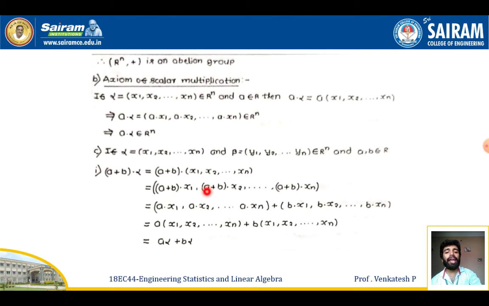Since it is a scalar, I can take the common factor here. I'll be taking a outside from this one and b outside from this one. I'll be getting a into (x1, x2, etc., xn) plus b into (x1, x2, etc., xn). So I'll be getting aα plus bα.